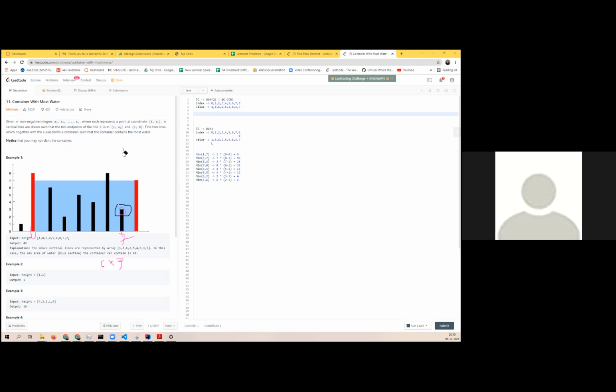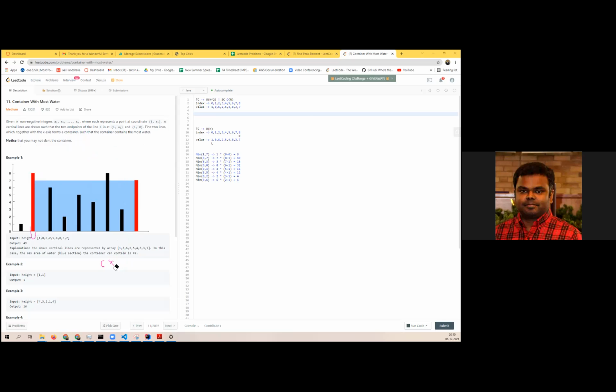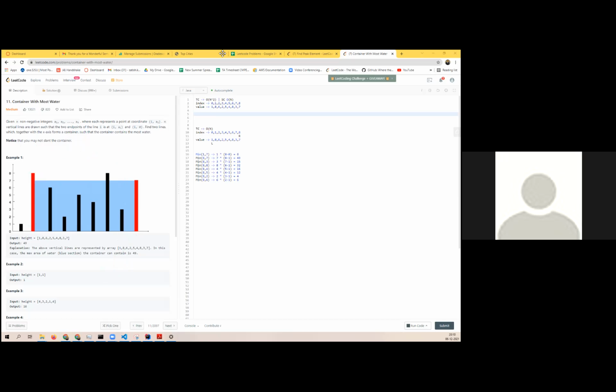How we can store the minimum amount of water. Yeah, so this is just the idea. So now we have to calculate the maximum water that we can store. So in this case, we can take a two-pointer approach.